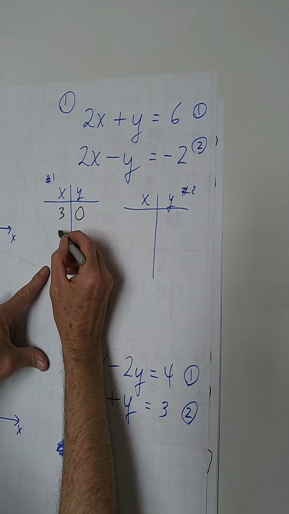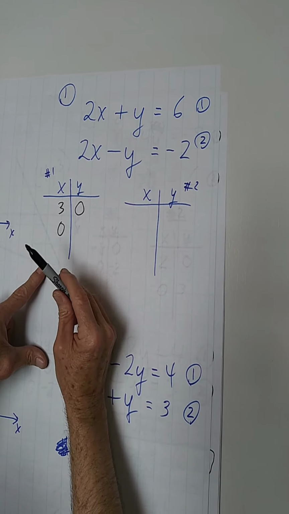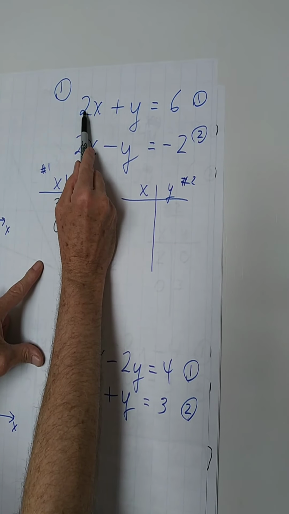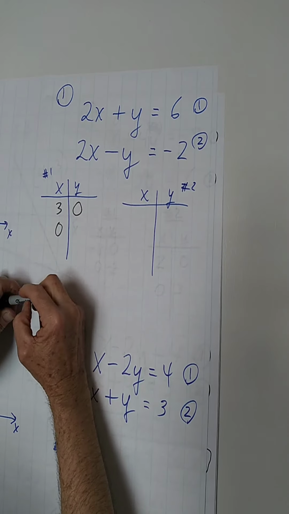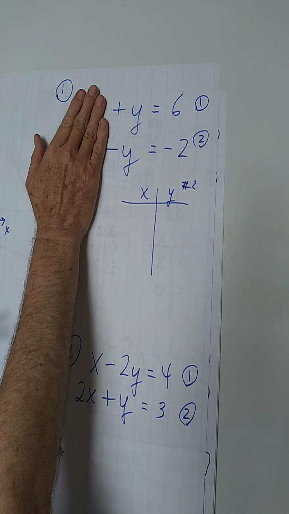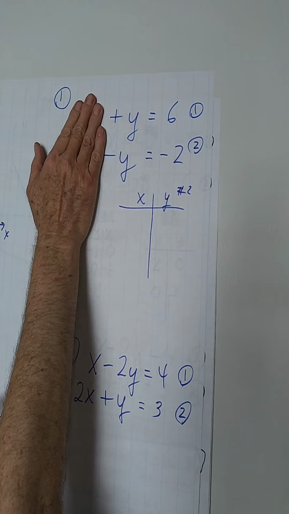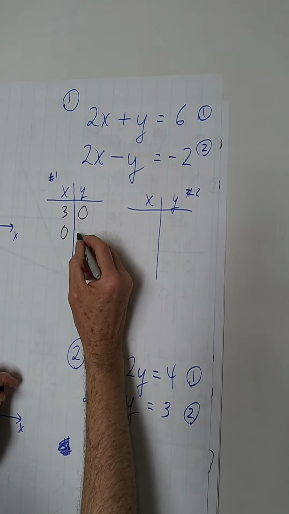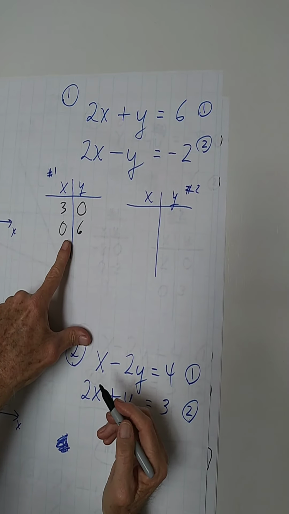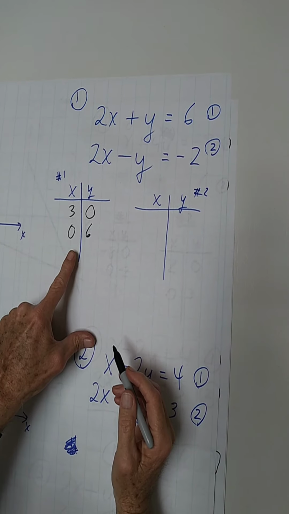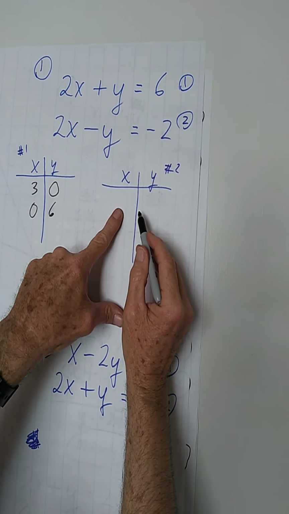Let's find the y-intercept. Let x be equal to 0. 2 times 0, nothing. Cover it up, you can see what y is. It's staring right at you. y is 6. Now let him rest. We'll come back to him. Let's go to number 2.